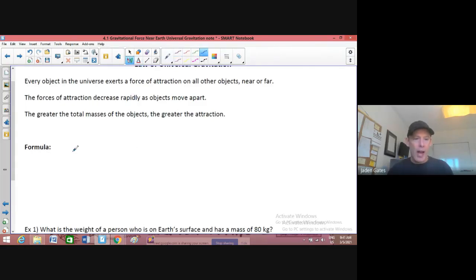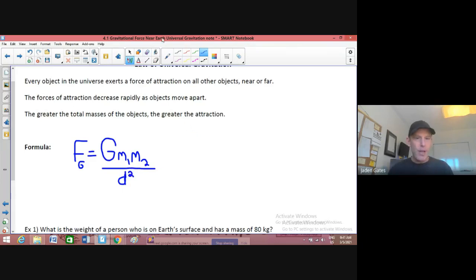All right, now we have a formula. Fg. This is force of universal gravitation. So that's a big capital G. And it's equal to big G, M1 times M2 divided by D squared. That's a D squared. All right, now what do all these things mean?